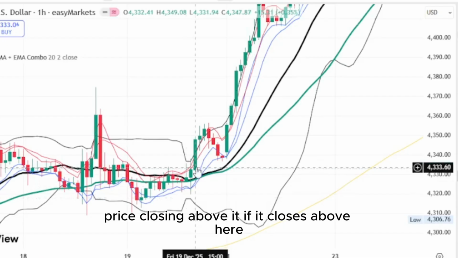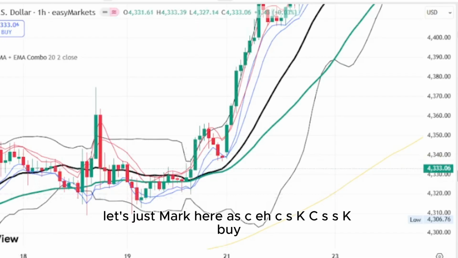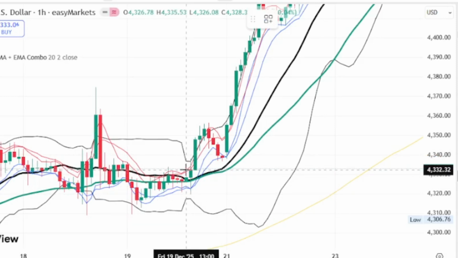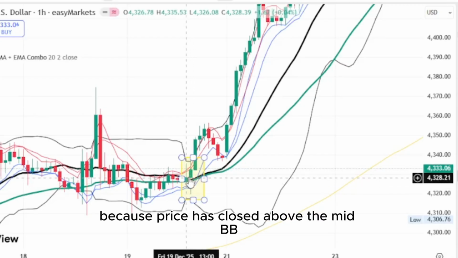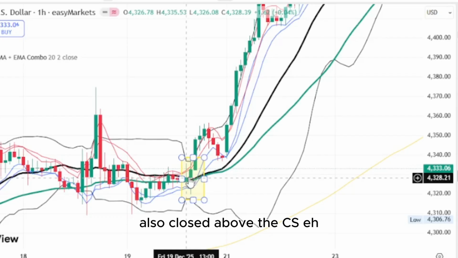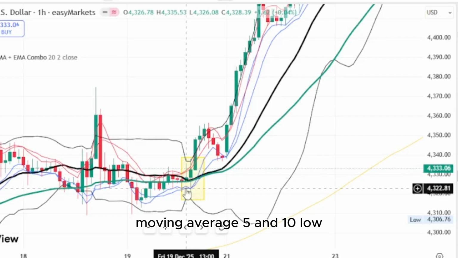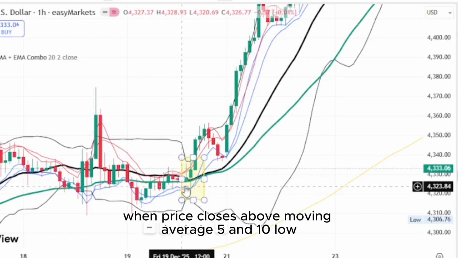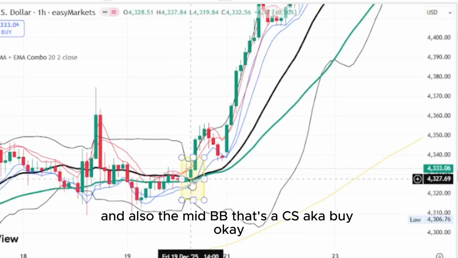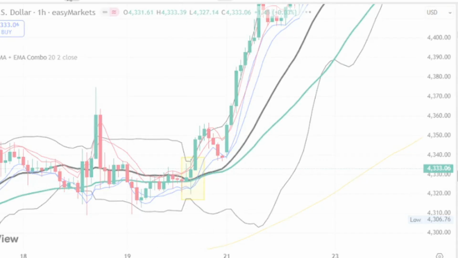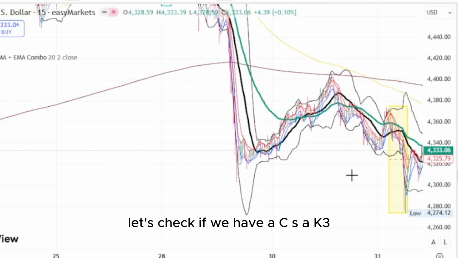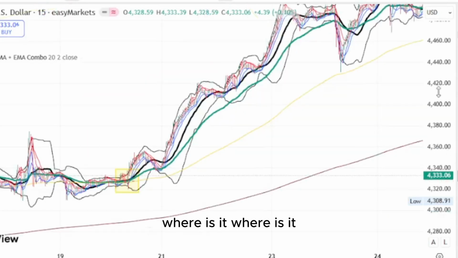If it closes above here, let's just mark here as CSAK buy, and then we'll go to our 15 minutes. This is our CSAK buy, because price has closed above the mid BB, also closed above the moving average 5 and 10 low. Remember we said when price closes above moving average 5 and 10 low, and also the mid BB, that's the CSAK buy. Okay, so let's go to 15 minutes and check if we have a CSAK 3. Where is it? It's over here.